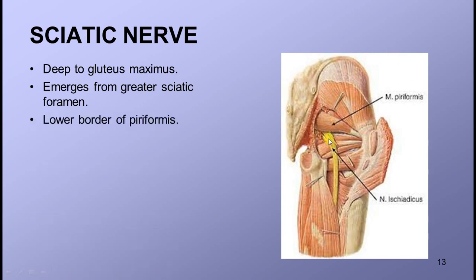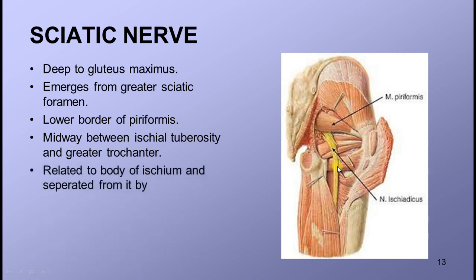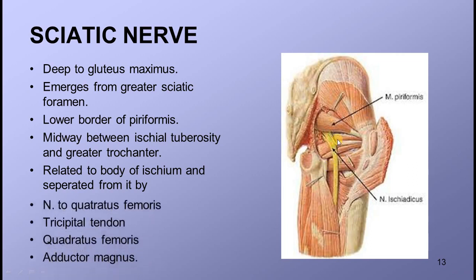So emerging from the lower border of the piriformis, midway between the greater trochanter and the ischial tuberosity, it emerges and it is related mainly to the posterior surface of the body of the ischium, but it is separated by all these structures. So they are from above to below.